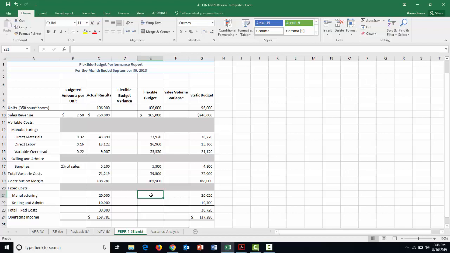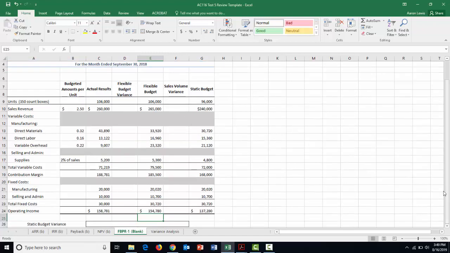Because fixed costs should not change based on the level of production you had, there's no reason to change them in your flex budget column from what they were in your static budget column, because they should not change even though we made 10,000 more headsets than we thought we were going to. Selling and admin, same thing. So we can just bring those numbers right over from the static budget. Our total fixed cost, therefore, is going to be the same thing, $30,720. To figure out our operating income, we take our contribution margin and subtract from it our total fixed costs. We should have had operating income of $154,780. And with all that information, we can now fill in our different columns.